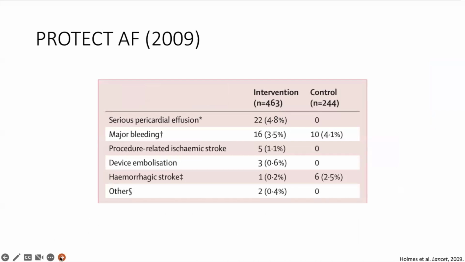The other concerning thing was that 4.8% of patients in the intervention group had a pericardial effusion after the procedure. So taking into account these complications, the FDA was concerned enough. They asked the authors of this trial to go back, do it again, collect more data.